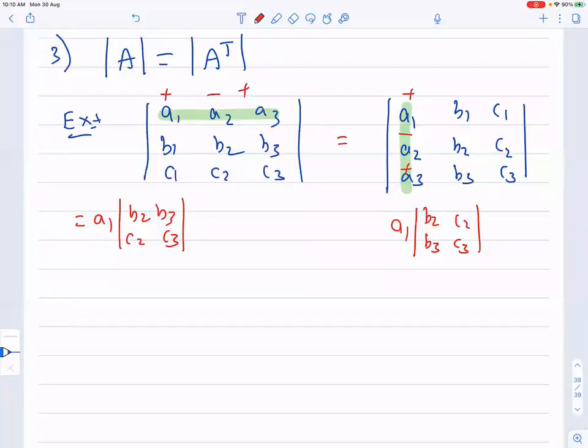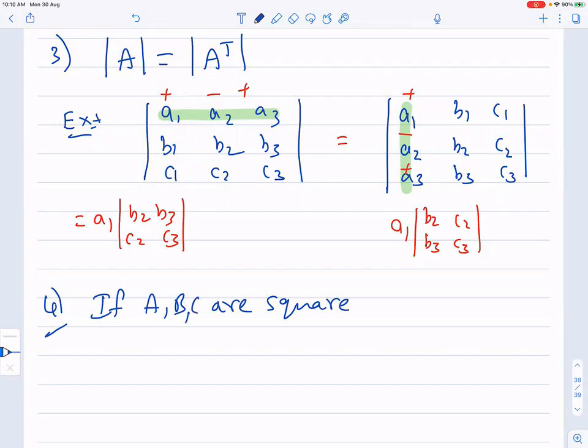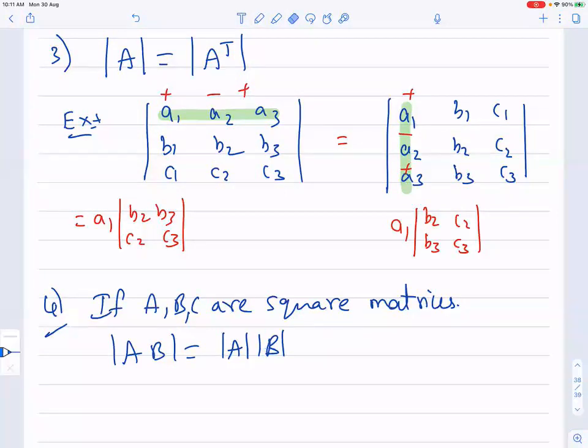Students, any doubt? Now the fourth property. If A and B are square matrices, in fact A, B, C are all square matrices, then det of AB is equal to det of A into det of B. I can write this for 3 and 4 matrices also, provided they are square matrices. So det of ABC, I can also write as det of A into det of B into det of C.